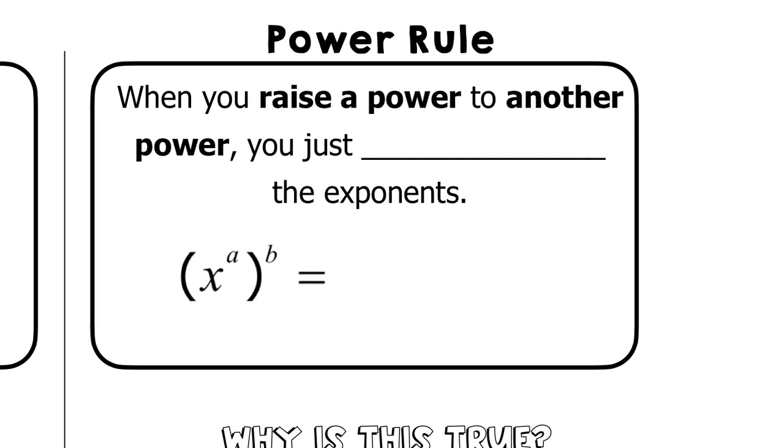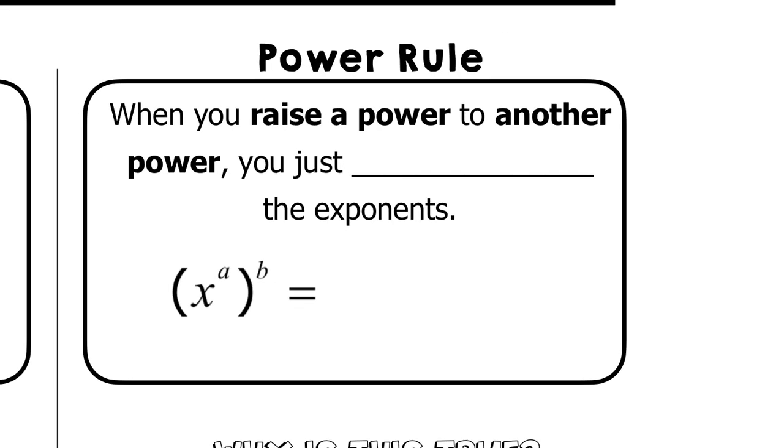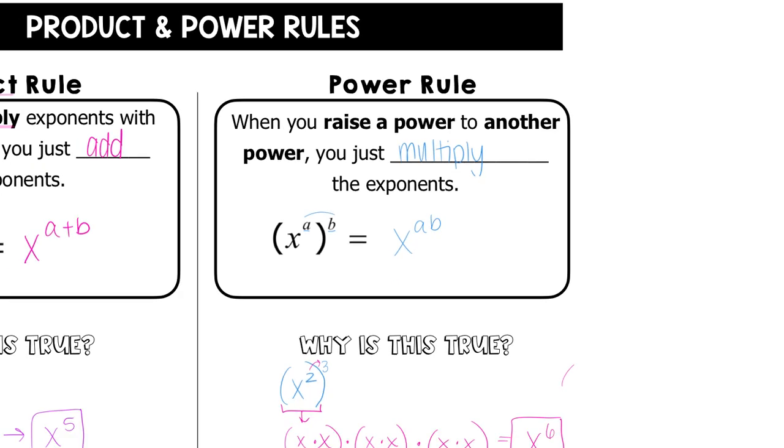Okay, so we'll go ahead and fill that in up here. So when you raise a power to another power, you just multiply the exponents. So in this example, x to the a to the b power would be x to the a times b.